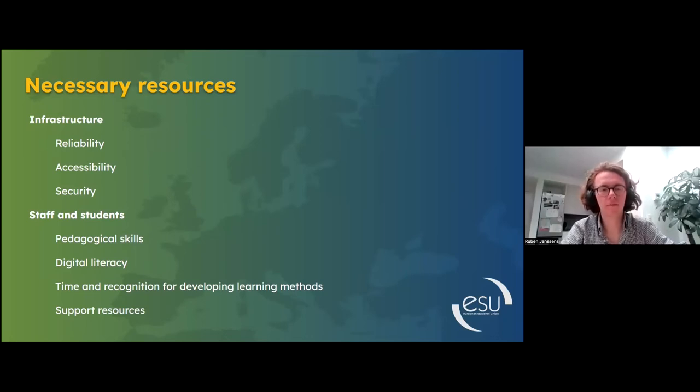We need to allow them to learn all of this as well. And that means transversal skills, such as critical thinking about online data and online information, making use of all of the resources and the information that is out there. That's a super important digital skill for them to learn as well. And further, staff needs the time and the recognition to develop these digital learning tools, and they need the support resources for that as well, and the students too.